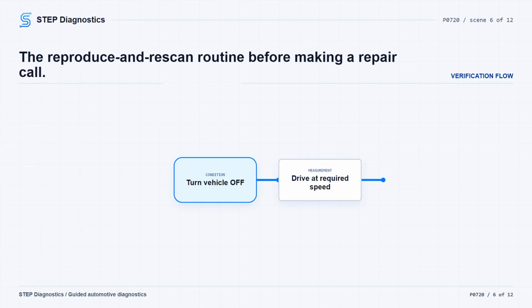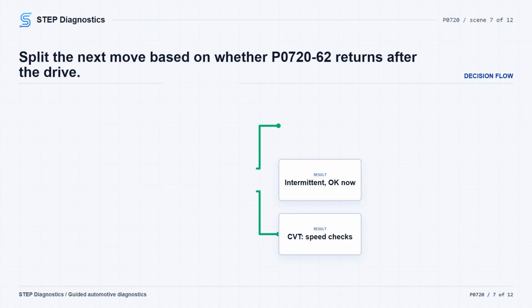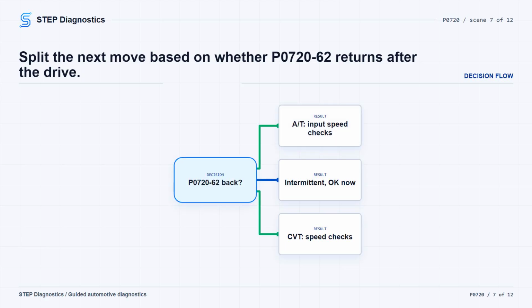Clear the code with the HDS, turn the vehicle OFF, then test drive the vehicle at 25 mph, 40 km/h or more. After the drive, check codes again with the HDS. If P0720-62 does not come back, treat it as an intermittent failure and the system is okay at this time. If P0720-62 does return, the next step depends on the transmission type.